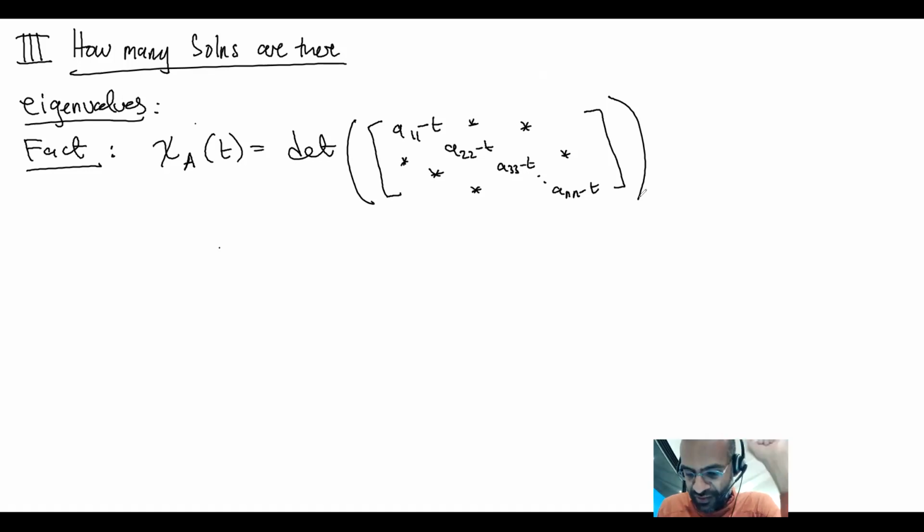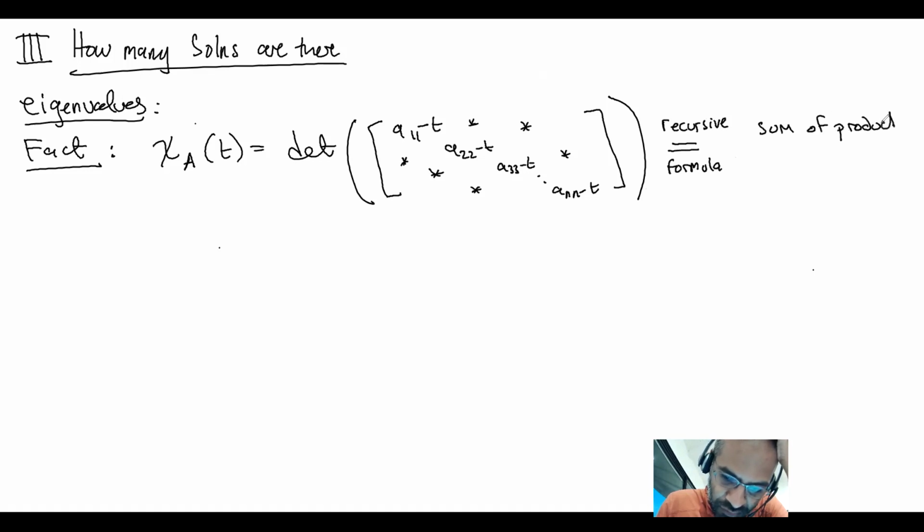And the rest could be anything. Now, according to the recursive formula, you can always compute this determinant by expanding along a row, right? If you really zoom out and see what the recursive formula does, it tells you that whatever you get out here is a sum of products of groups of n entries of this matrix.